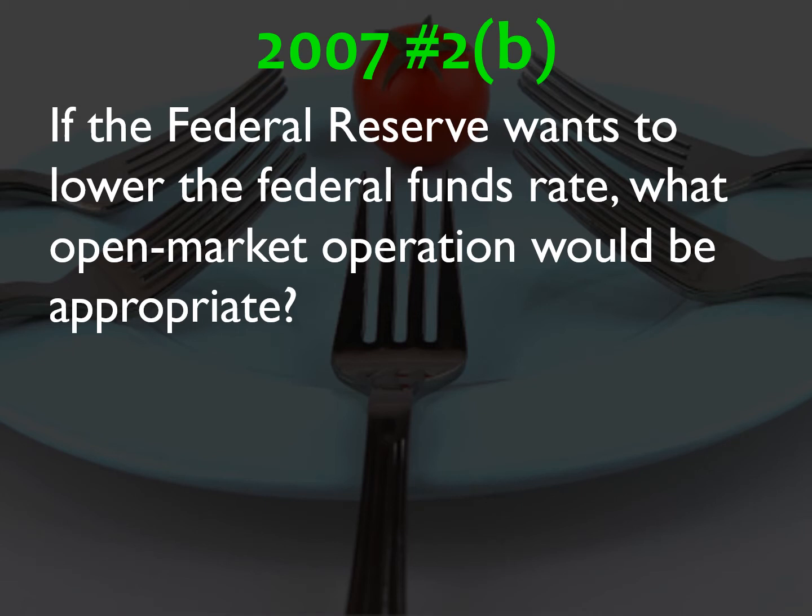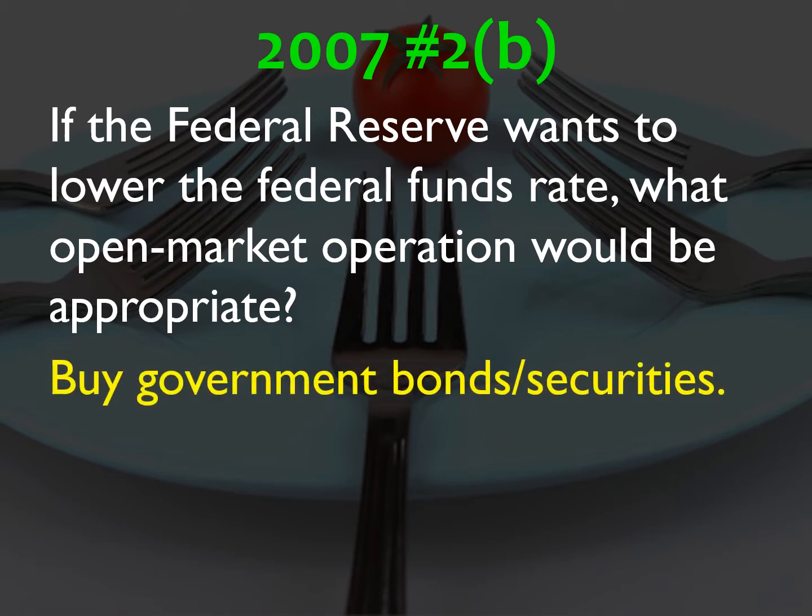B, if the Federal Reserve wants to lower the Fed funds rate, what open market operation would be appropriate? So remember, open market operation means buying or selling bonds. It's not adjusting the reserve requirement. It's not adjusting the discount rate. So the answer is to buy government bonds and securities.